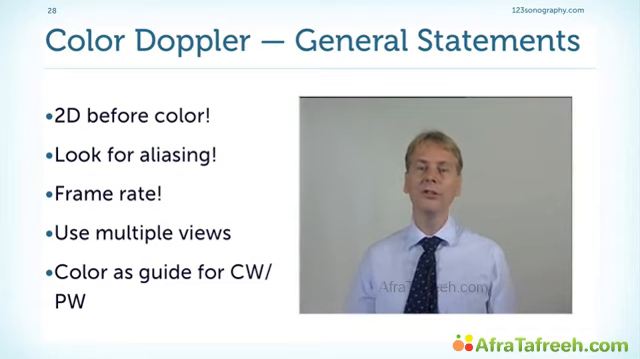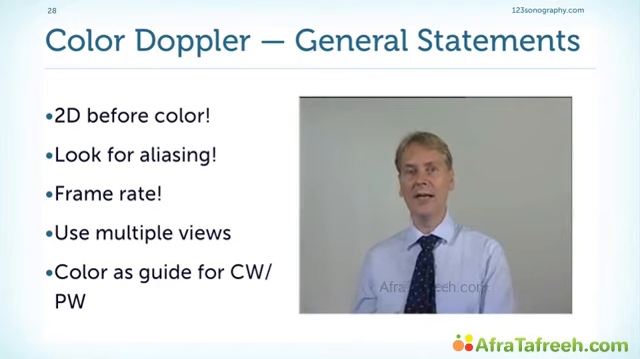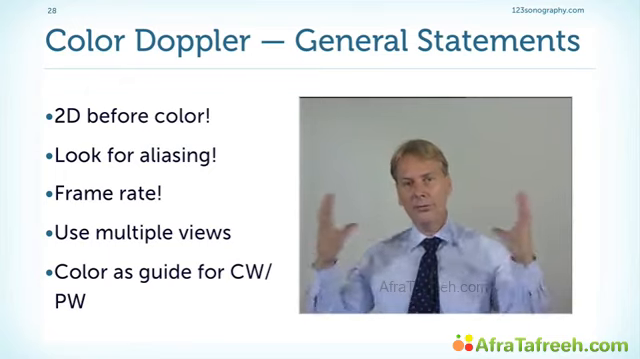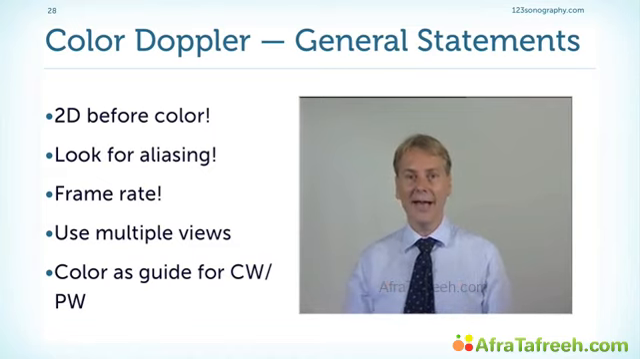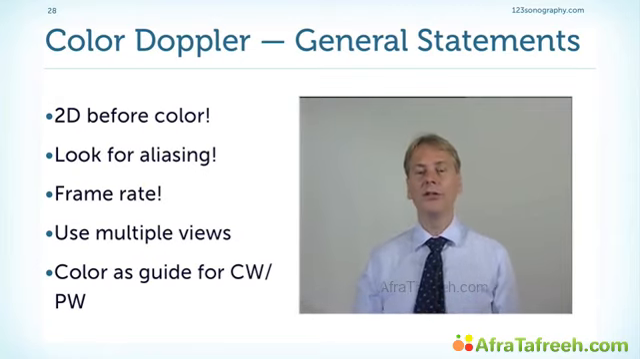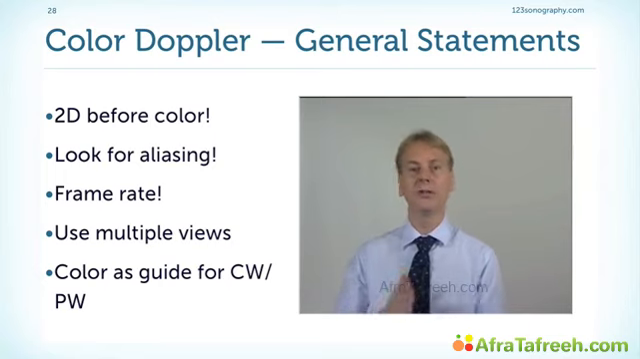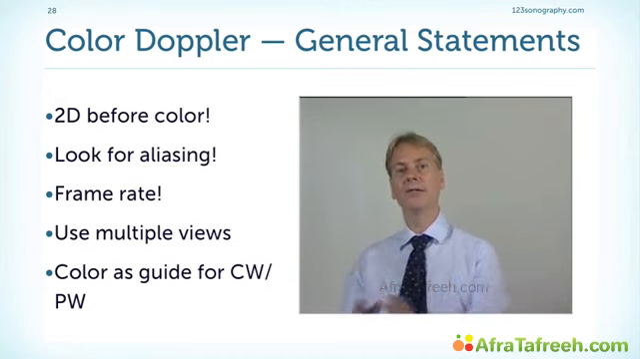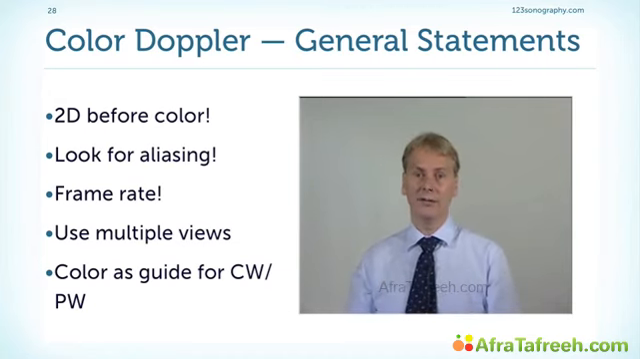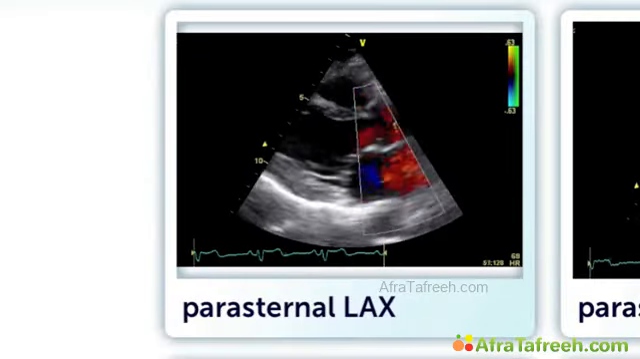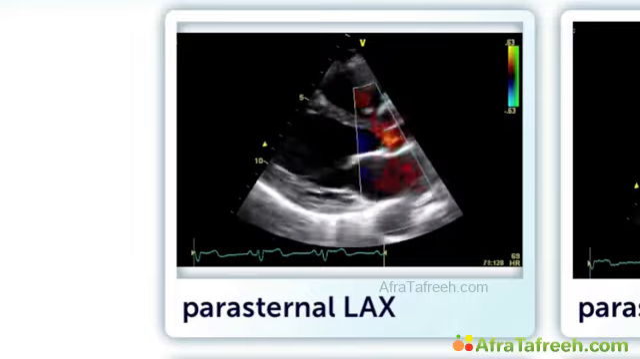And use multiple views, especially if you want to look at jets and in quantifying, for example, regurgitation in the setting of mitral or tricuspid regurgitation, because you have to get a true three-dimensional impression of the true size of the jet. So use multiple views when you turn on the color, and use the color also to guide you for your conventional continuous wave or pulsed wave Doppler. With the color Doppler spectrum, you know where the problem is, and then just place the sample volume in the right region.